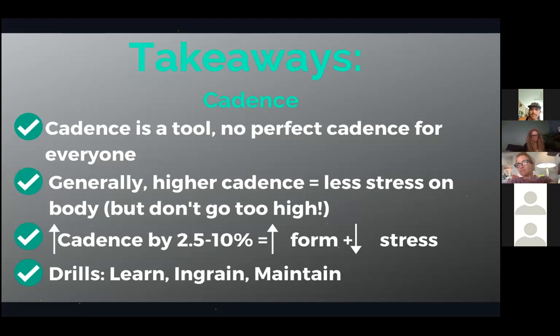Ultimately, we talked about the drills, the learn, ingrain, maintain. We went over those really briefly. And like I said, in the book that you guys can have from us, or the ebook, there's drills that go over that, and you can read those in detail later.